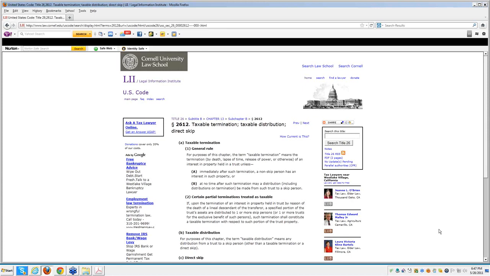So when they foreclose on your property, isn't that a taxable termination? Aren't they releasing your interest in the property in a trust? Yeah. And what is the trust? Isn't the deed of trust a trust? Yes. And isn't your property description in the deed of trust? Right. So they're releasing your interest in the deed of trust by terminating it. That's called a taxable termination. And they're making you pay the tax. You're not the trustee.